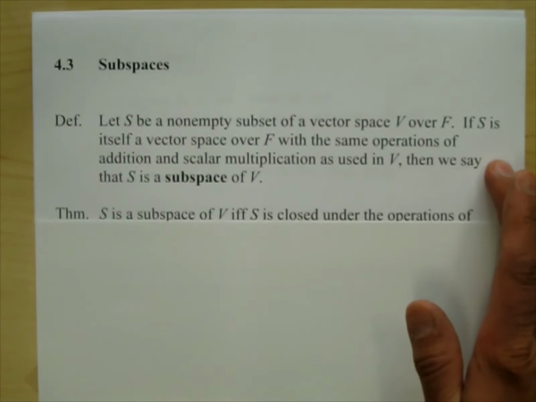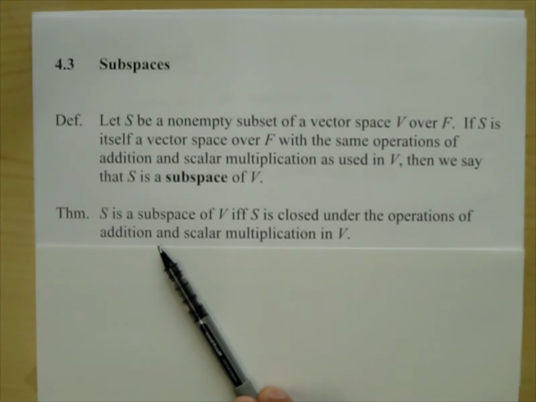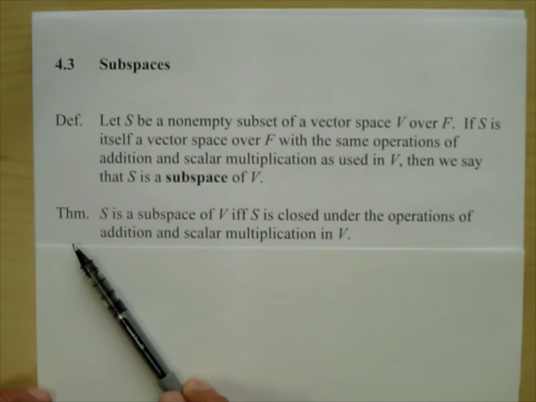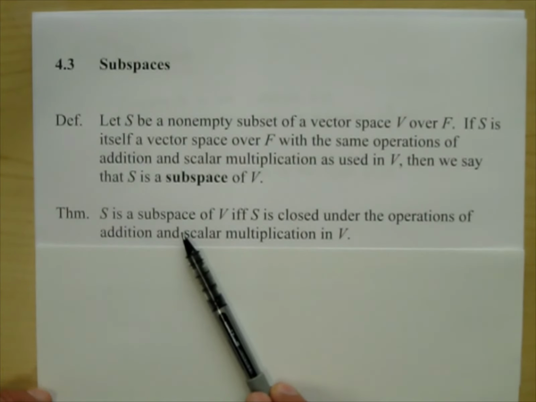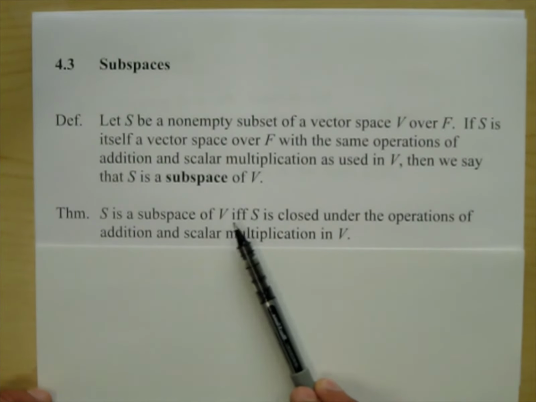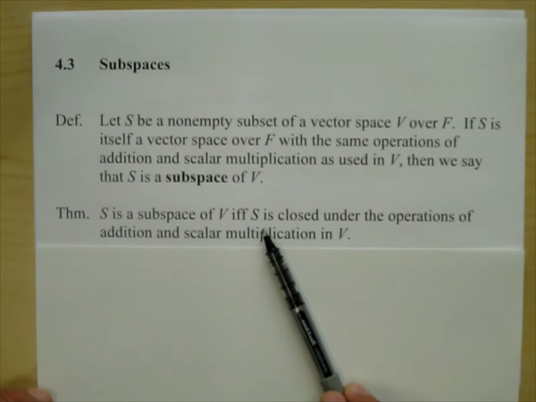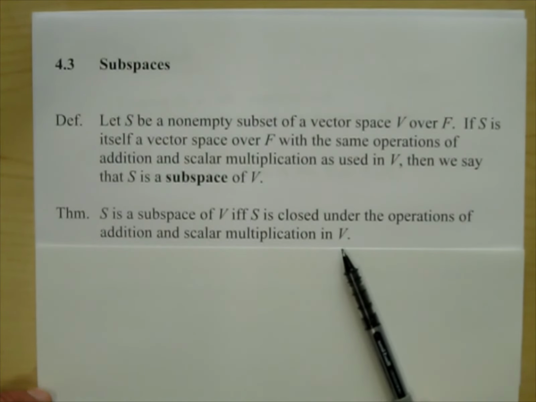So let's see what our next theorem says. It's really cool because in our homework they're going to ask if we have a vector space within a vector space, and this theorem is going to save us a lot of time. It says S is a subspace of V, so that's a vector space within V, if and only if S is closed under the operations of addition and scalar multiplication in V. So basically you just have to check the first two axioms.